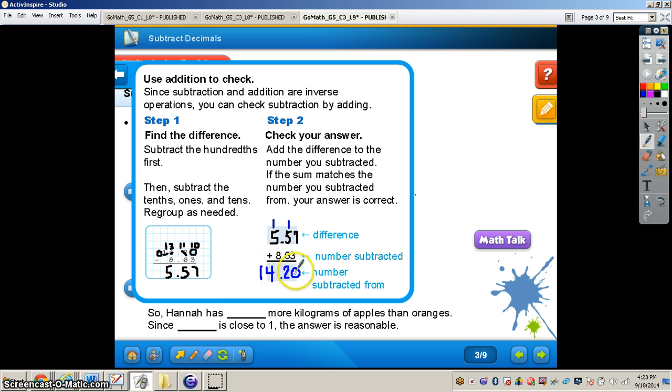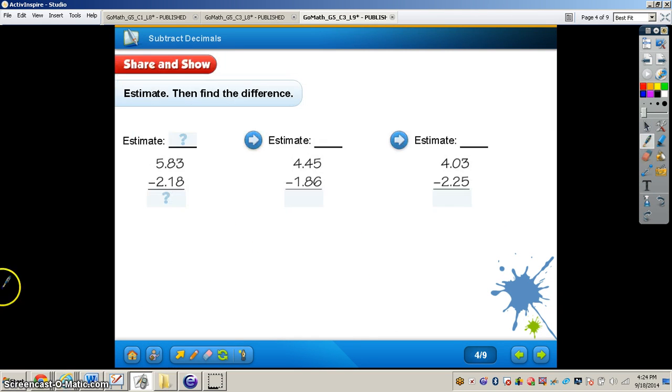Okay, so whenever you check it, this answer, your sum, should equal the number that you subtracted from, 14 and 20 hundredths. So that's a way to check your work. So we're going to take a look at some problems together.